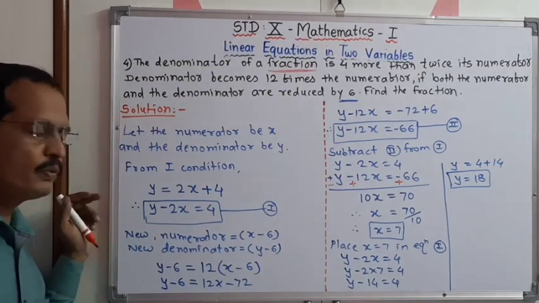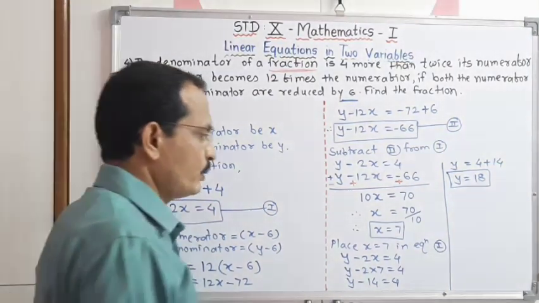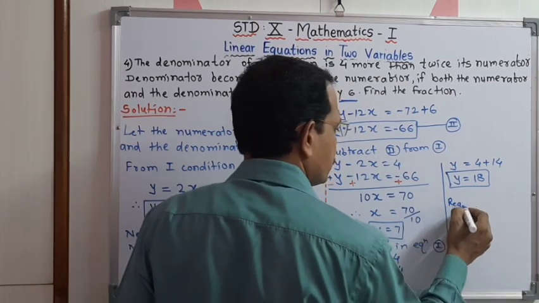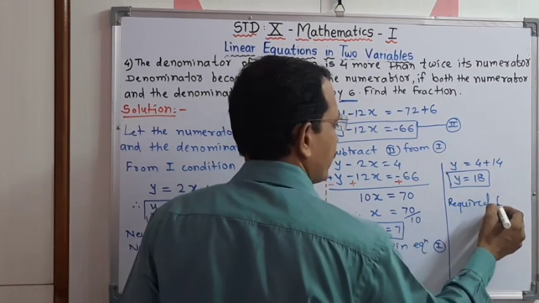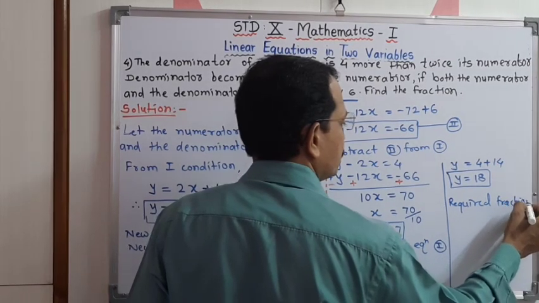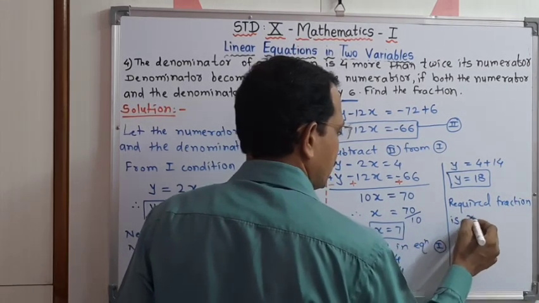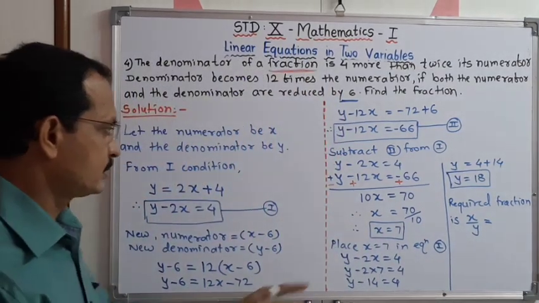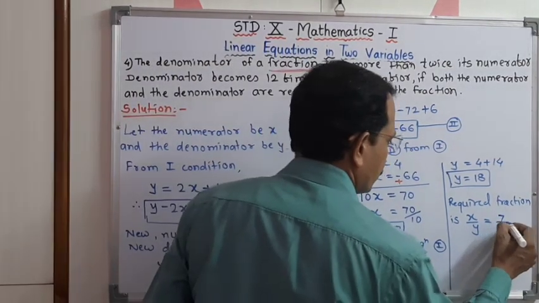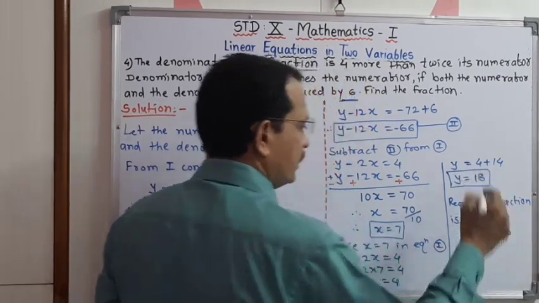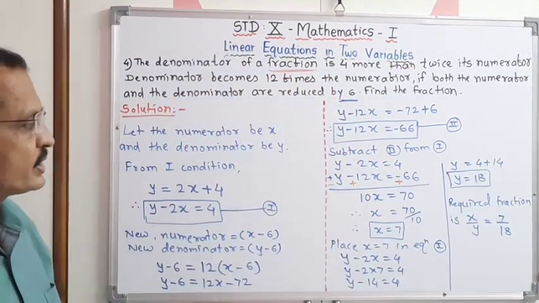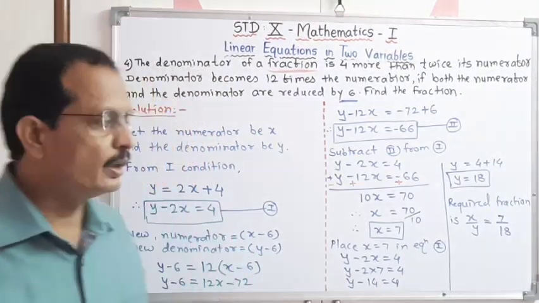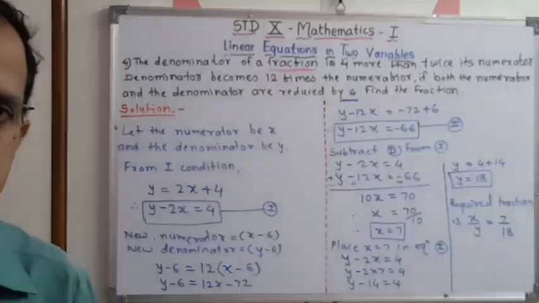These are the values of variables x and y. We have to write the final answer, that is the required fraction, x upon y. What is the value of x? It is 7. And what is the value of y? It is 18. Therefore the required fraction is 7 upon 18. Take down this in your notebook.